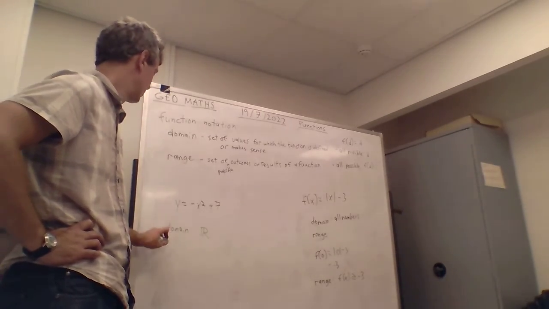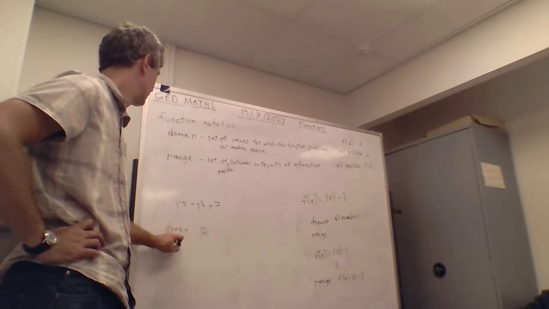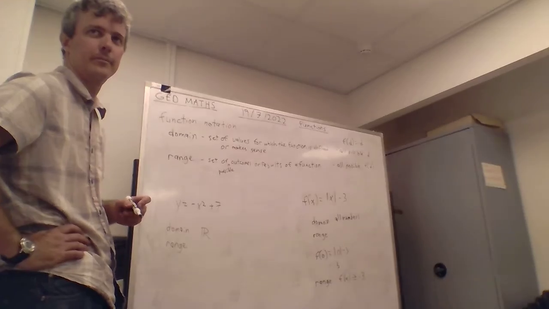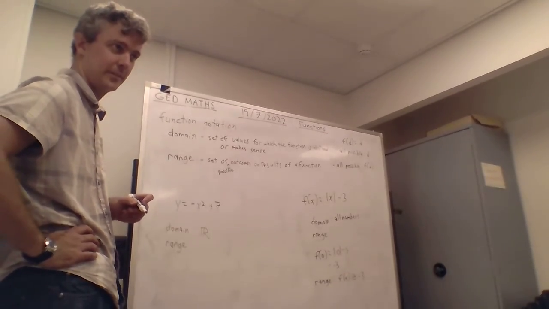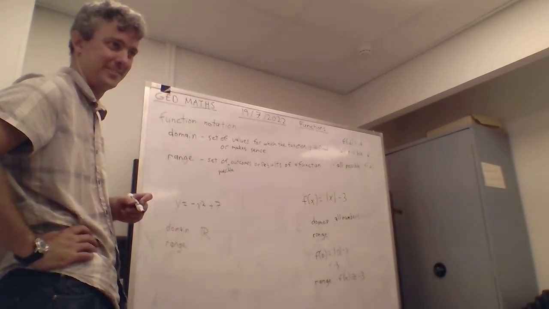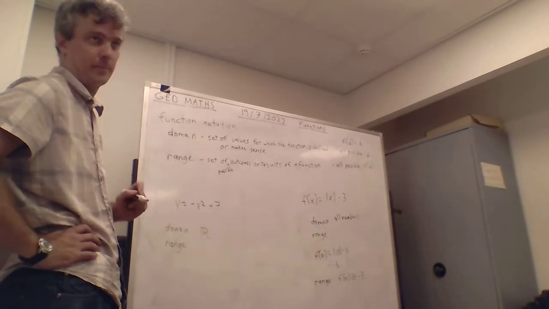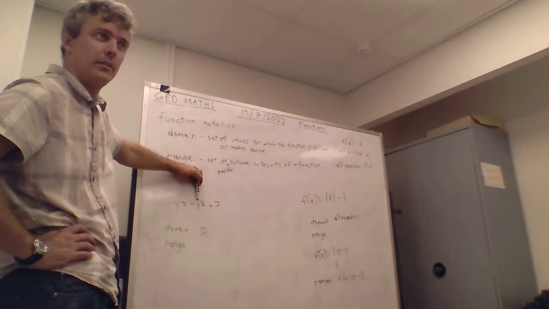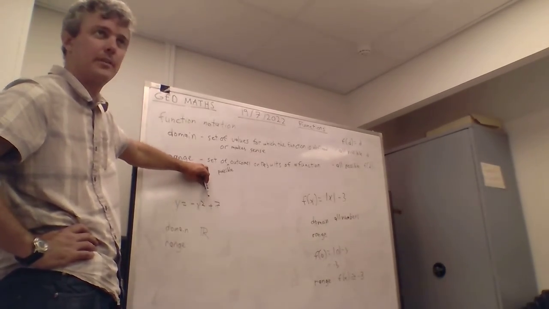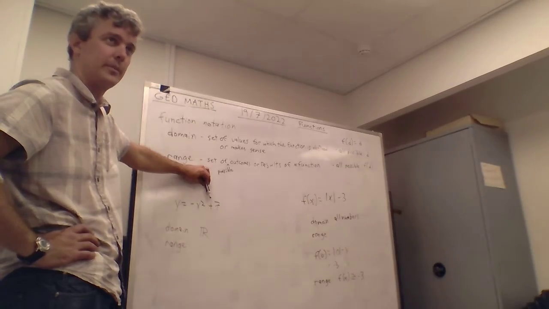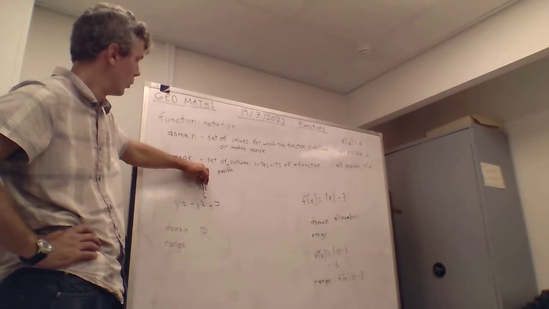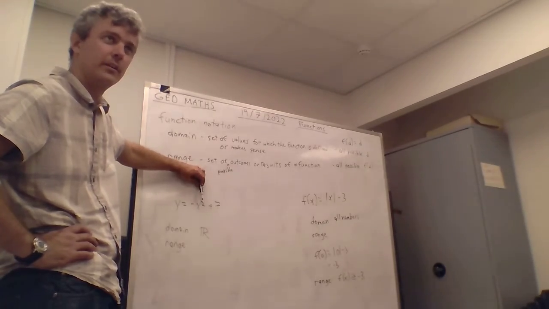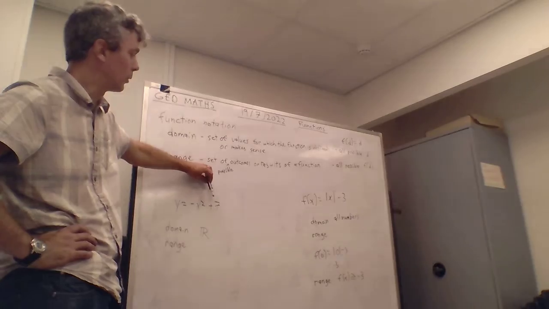Okay? Range. Is there any number that y couldn't end up being? What range? What if x equals 1? It becomes negative 1 plus 7, which is 6. What if x equals negative 1? Negative 1 squared becomes 1. Minus 1 plus 7, also 6.